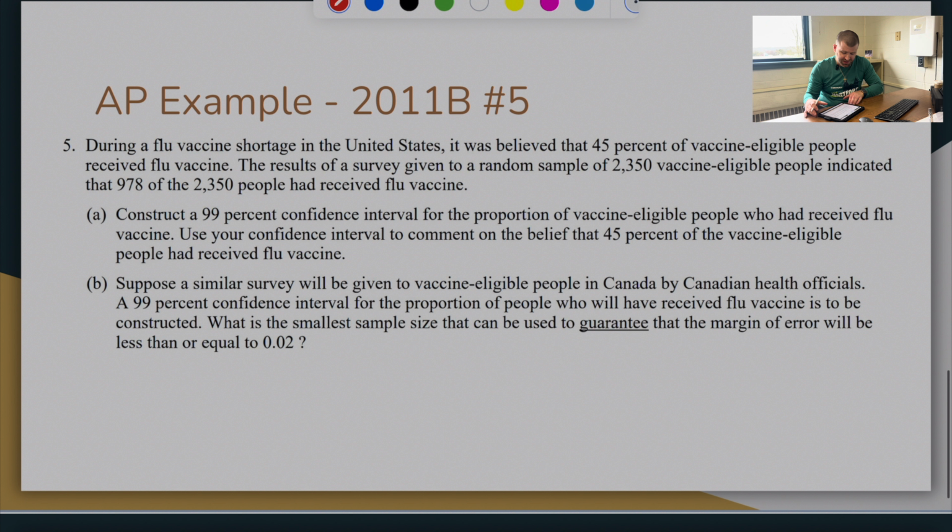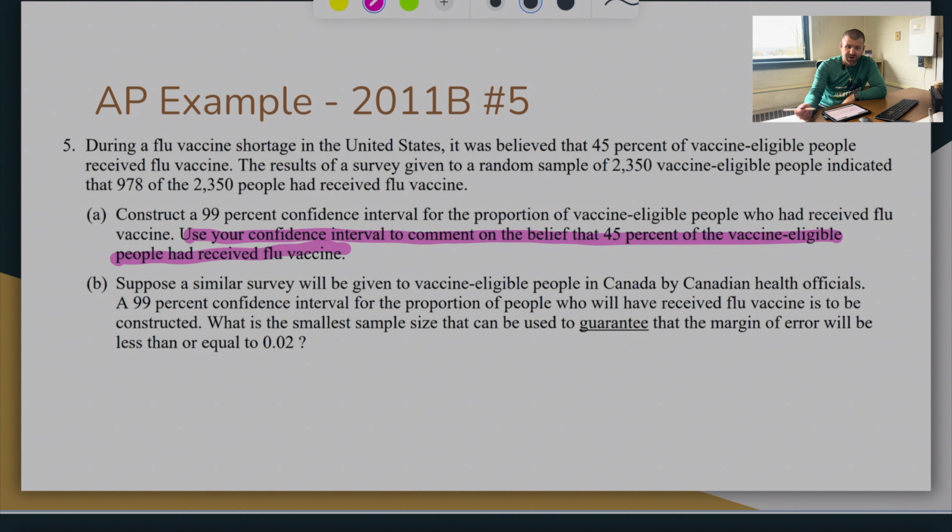So let's take a look at an example here. During a flu vaccine season, it's believed that 45% of vaccine-eligible people received a flu vaccine. The results of a given survey indicate that 978 out of the 2,350 had received it. Construct a 99% confidence interval for the proportion of vaccine-eligible people who received a flu vaccine. And now we're asked to use your confidence interval to comment on this belief. That means I'm looking for 45%.